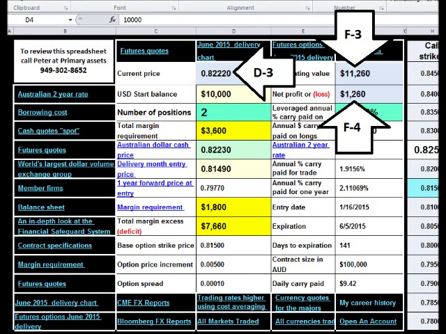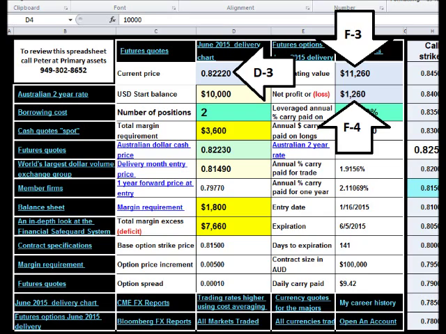Next, let's assume the Australian dollar does nothing but pay the carry charges, which is the interest rate differential between the US and Australian dollars. Enter 0.8222 and sell D3. The net profit, after all bid-ask spreads and fees, will show in cell F4 of $1,260. The liquidation value on the trade will show in F3 $11,260.